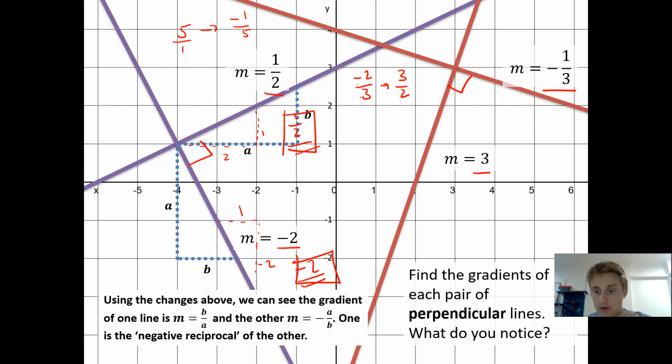The signs change. One's positive, one's negative. It must be, otherwise how would it make that right angle? It just wouldn't, would it? Okay, and the numerator and the denominator swap.